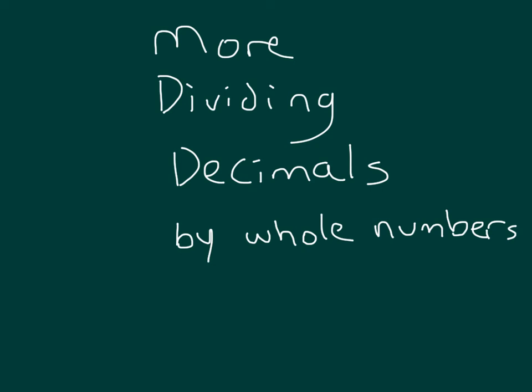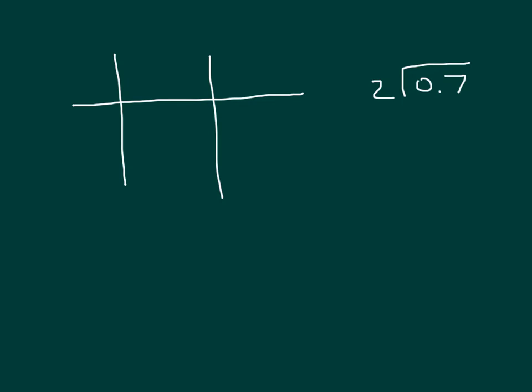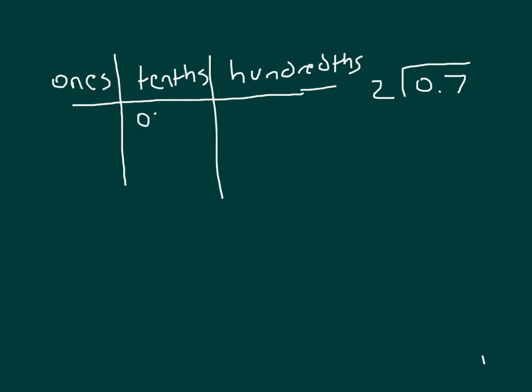Let's work more with dividing decimals by whole numbers. Here I have the problem 7/10 divided by 2. I'll set it up using a place value chart, and then also show the standard algorithm. Again, that's 7/10, so we get 1, 2, 3, 4, 5, 6, and 7/10.